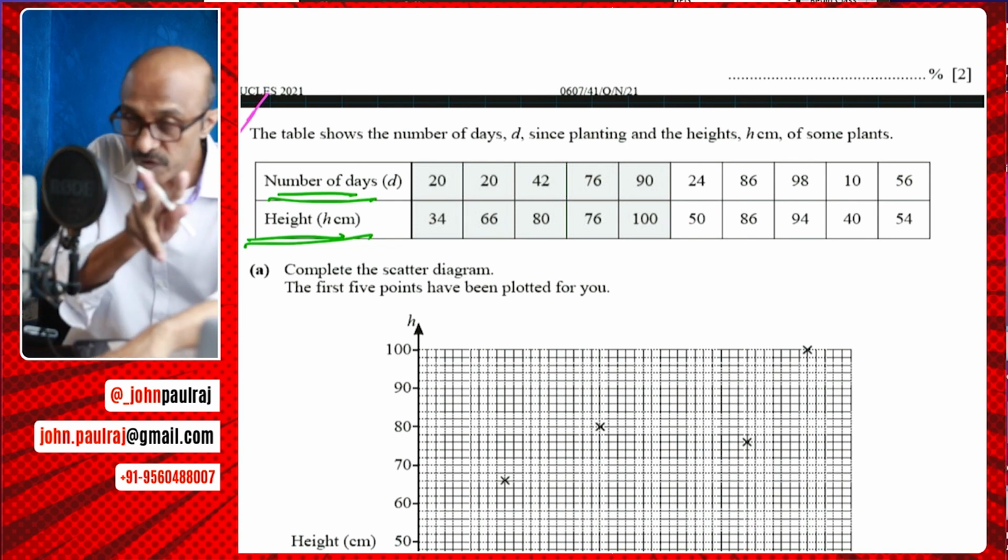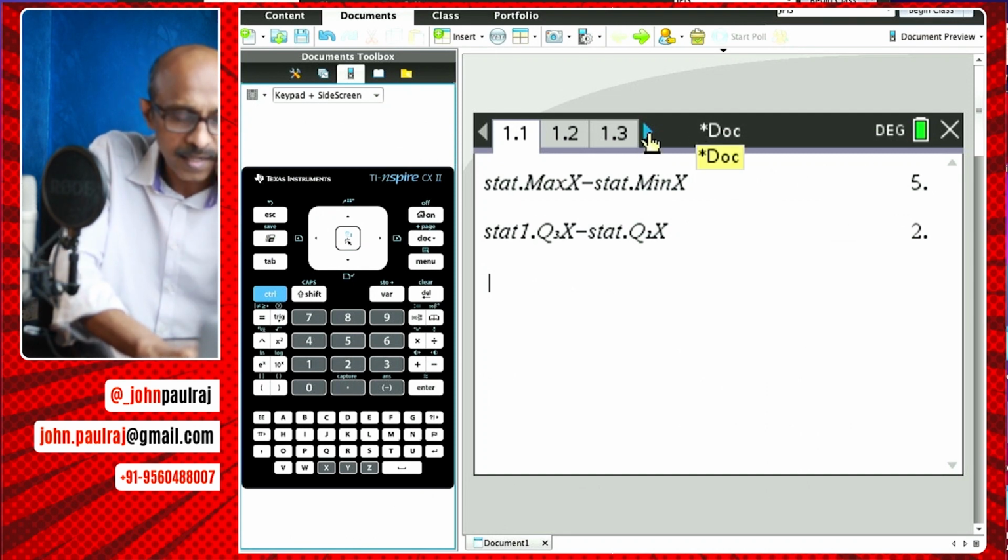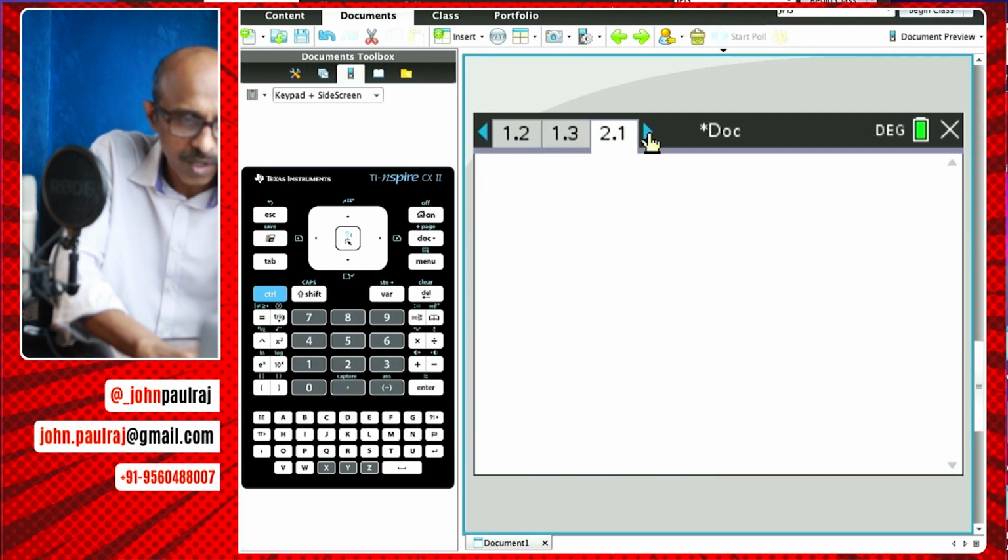With these kinds of instructions, two variable statistics. Ready? So here we go. We are going to switch to the calculator, and I think two questions were already inserted.